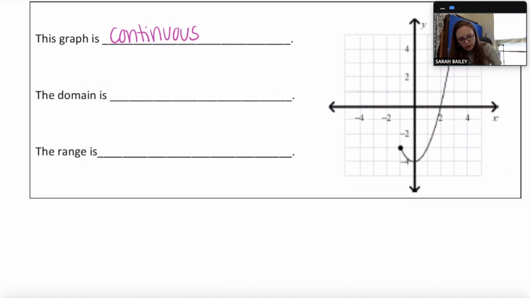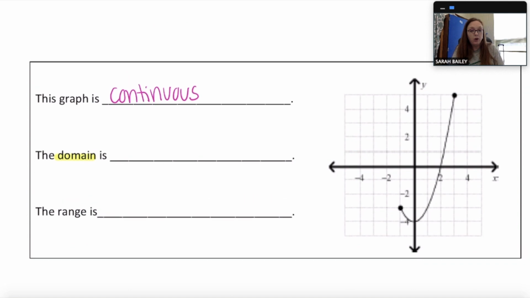So again, when we talk about domain, I'm going to highlight the word domain. When I talk about domain, I am talking about the x values. So I'm going to look on the x-axis, and I'm going to highlight on the x-axis starting here all the way to here. And how did I know to stop there? Because right here is where the first x value is, and right here is where the last x value is, because I have those two end points.